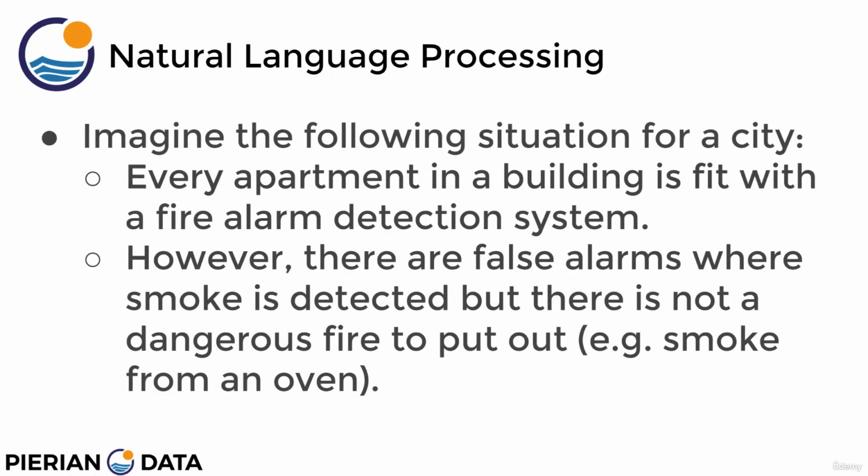We have a city, and every apartment in a building is fit with a fire alarm detection system. However, they're not very good fire alarms. There are false alarms where smoke is detected, but there's not really a dangerous fire to put out. For instance, there's smoke coming from an oven, which is expected because something was cooking in the oven, but the fire alarm goes off anyways. We want to know what's the actual probability of there being a dangerous fire if the smoke alarm does go off. Luckily for us, we noted down some probabilities based on history.